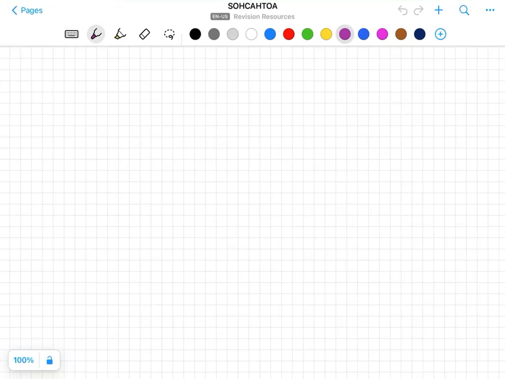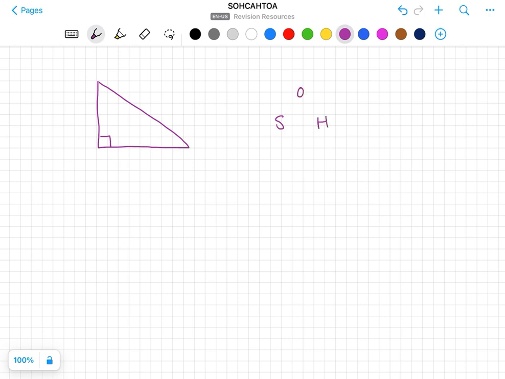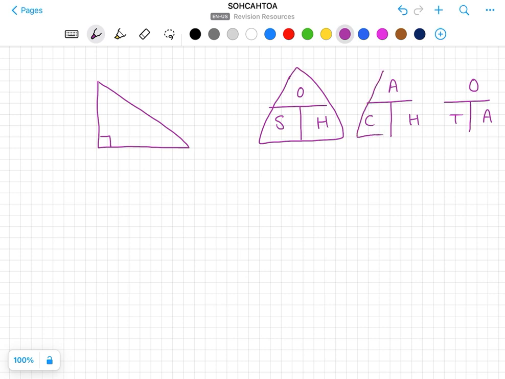A tutorial on SOHCAHTOA. SOHCAHTOA is a type of trigonometry which can only be used on right angle triangles. I like to put SOHCAHTOA into little triangles, a bit like your speed, distance, time triangles, to make rearranging a bit easier. So first, what does SOHCAHTOA stand for?